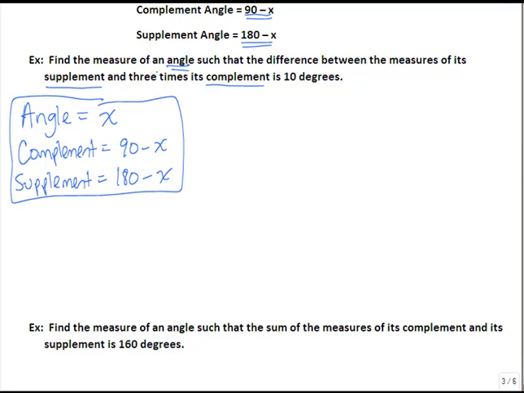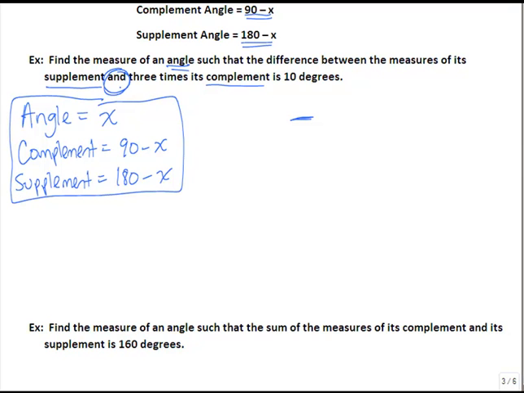It says, find the measure of an angle such that the difference, well, we know difference means subtraction. And what is it that we're subtracting? Well, we want the difference between the measures of its supplement and 3 times its complement. Look for that word "and." That's what's separating your two things being subtracted.